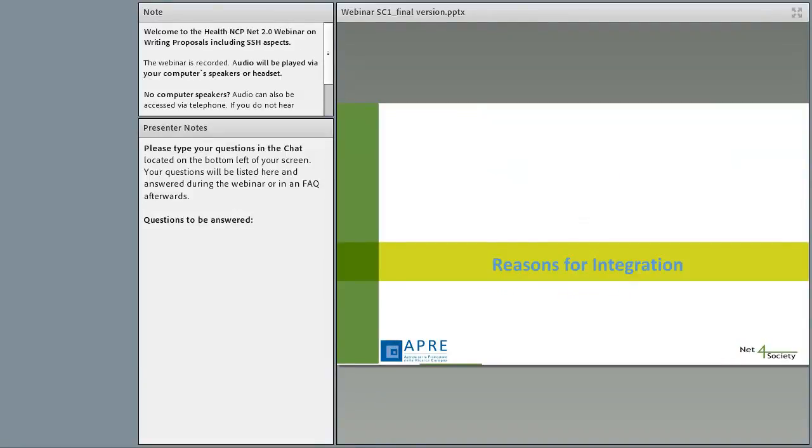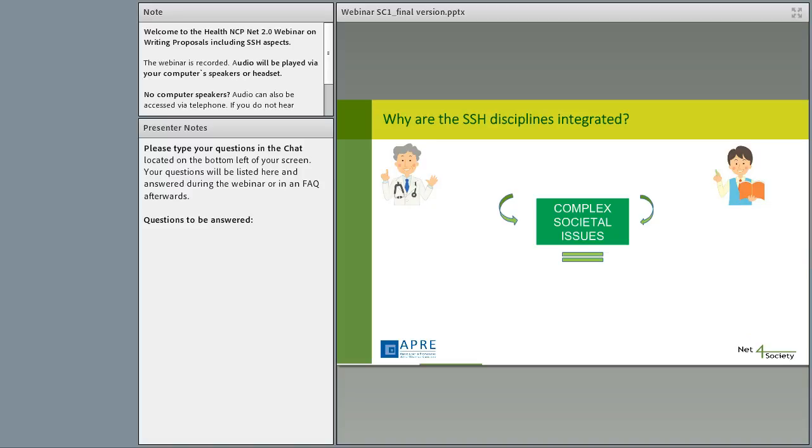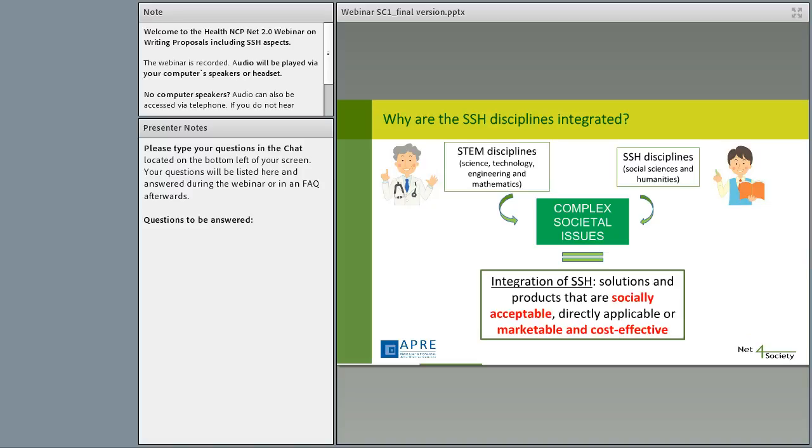So, this was a brief introduction, only to let you understand better what we mean when we talk about the SSH integration, the socio-economic sciences and humanities integration. Now we're trying to understand the reasons for this integration, why we need it. Why are the SSH disciplines integrated in Horizon 2020?